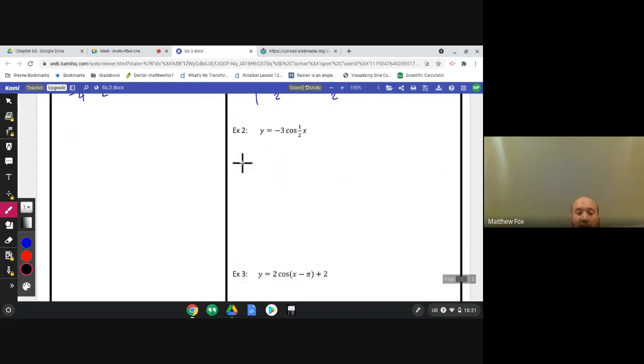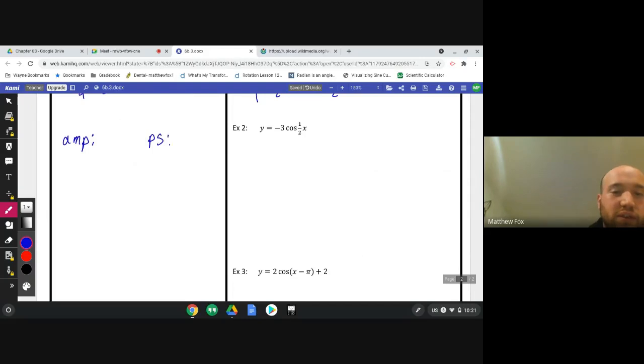Now, we're moving on to example 2. This one we want to do the same way. Okay, so we start off. Let's write down our 4 pieces of information. So amplitude, then is there a phase shift? Is there a vertical shift? And what is the period?